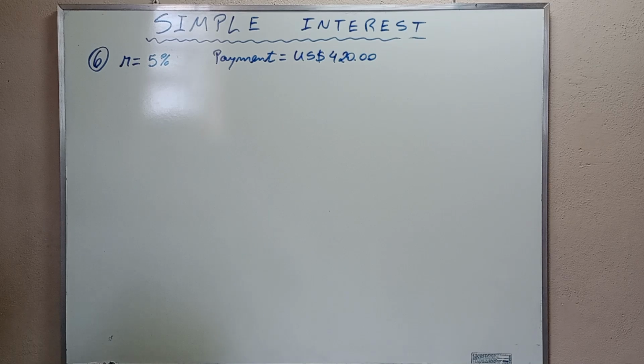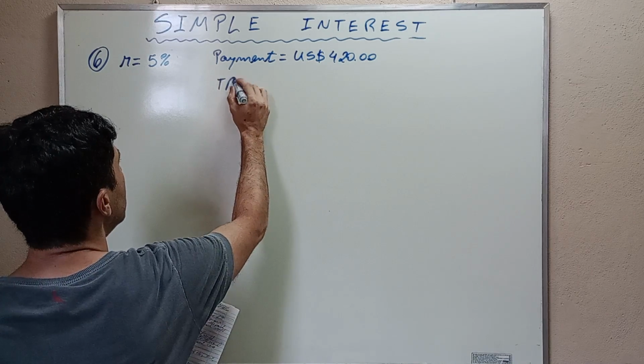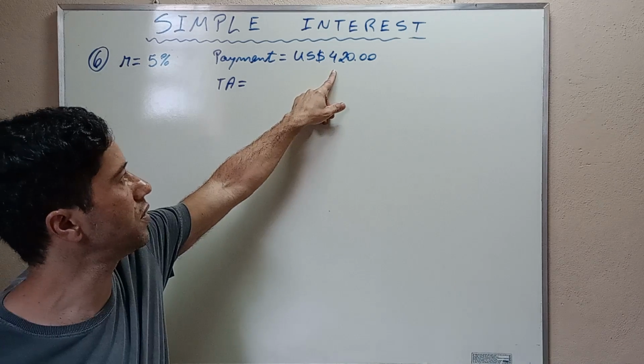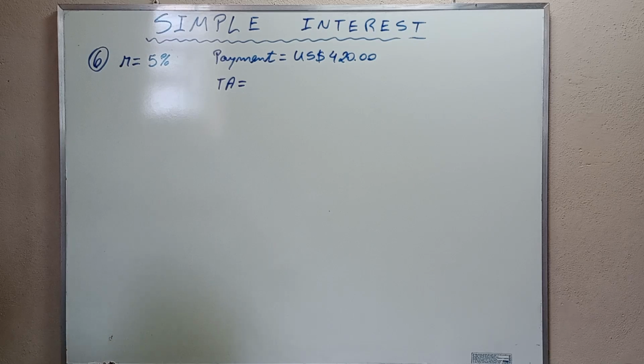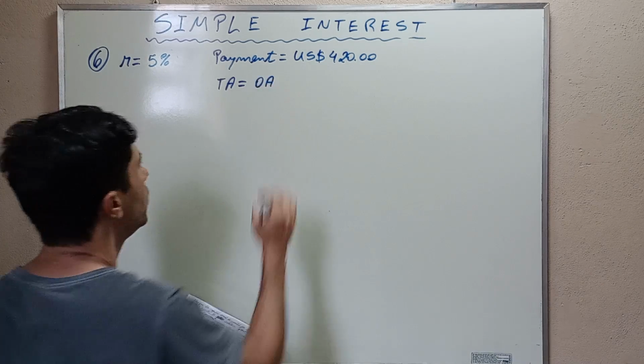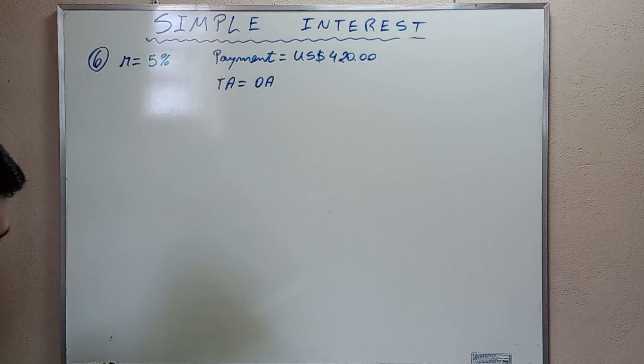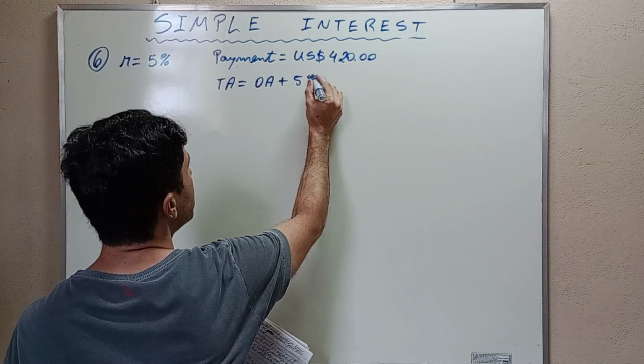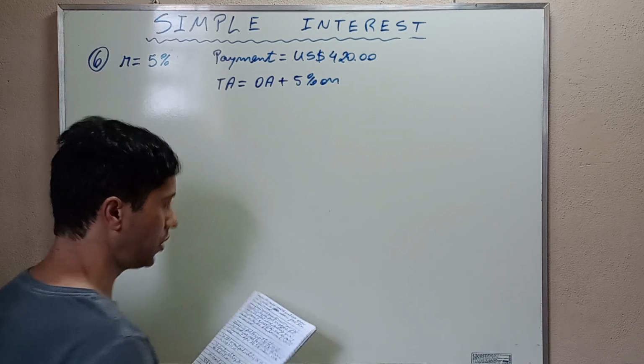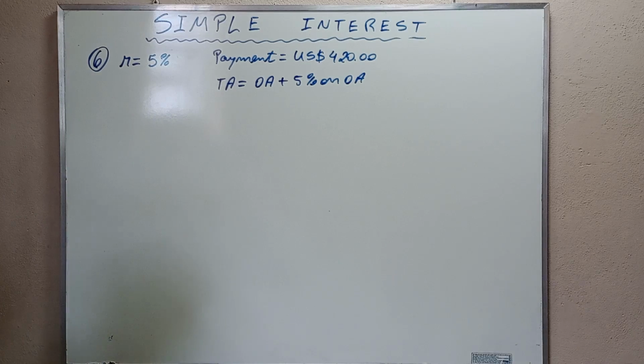To find the amount Rachel would have saved, we need to calculate the original bill amount before the 5% interest. Alright, the total amount paid, including the 5% interest, is 420, and the equation relating the original amount and the interest is: the total amount, which is 420, is equal to the original amount plus the interest. TA is the total amount, OA is the original amount, plus 5% on the original amount. Okay? 5% on the original amount.